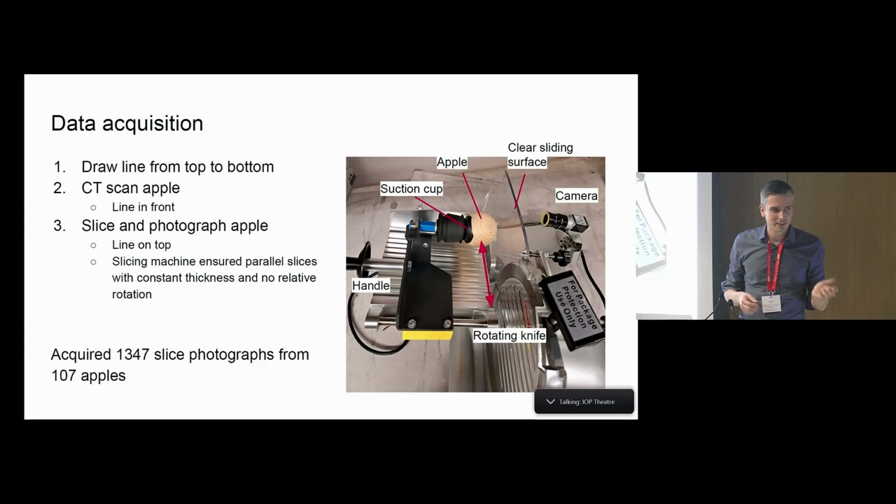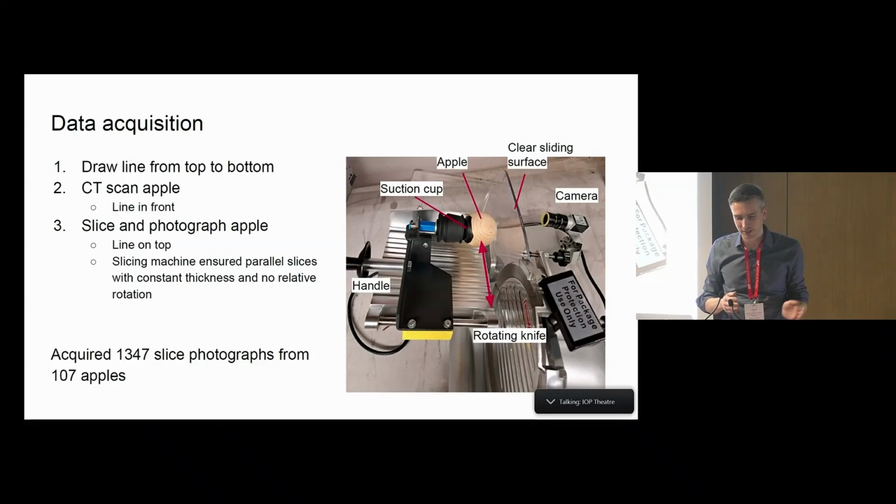And then we slice and photograph the apple, and for that we use the setup that's shown here. The idea is that we kept the apple in place with a suction cup, and it's pressed against this clear surface, and there's a camera that can take pictures of the apple through the surface, and by moving the apple to the side, one slice is removed. So just remove slice, take a picture, remove slice, take a picture, and that way you get a nice data set of slice photographs. And these photographs will not have relative rotation, and the slice spacing will be constant.